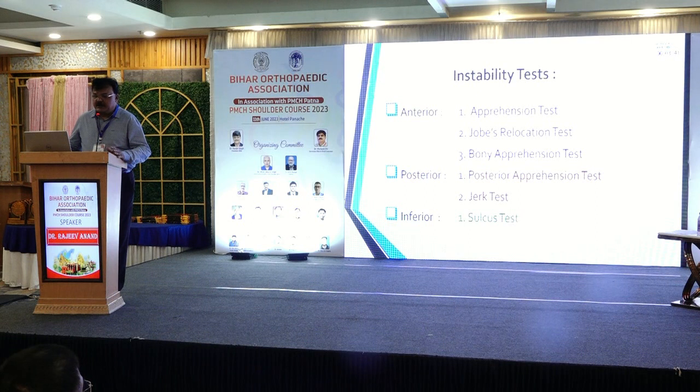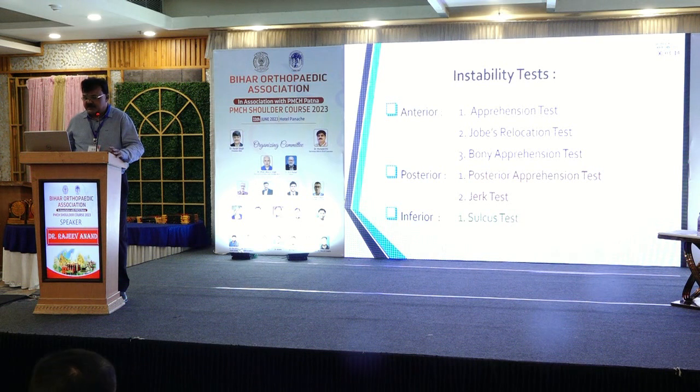Coming to the instability, there are three instabilities we can have in the shoulder joint. Either it will be anterior instability, posterior instability, or inferior instability. So there are a few tests for the anterior instability, that is apprehension test, Jobe's relocation test, and bony apprehension test if there is a bony defect in the glenoid, or the posterior apprehension test, jerk test, or the inferior instability can be seen in the sulcus test.